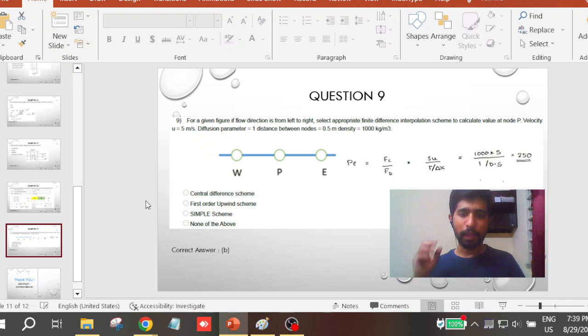Okay, so we have seen the challenges. Next week we'll see how these challenges are avoided using the SIMPLE algorithm, the pressure projection algorithm, and then we will try to implement it. Okay, so any queries?